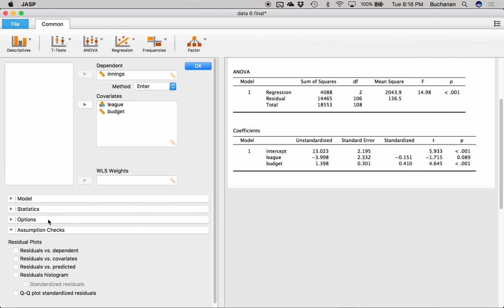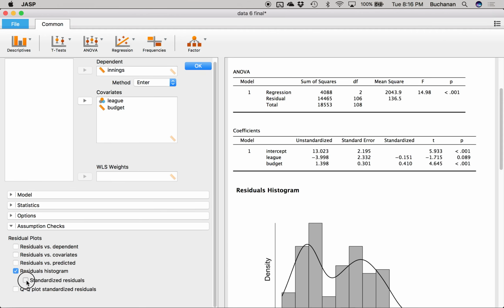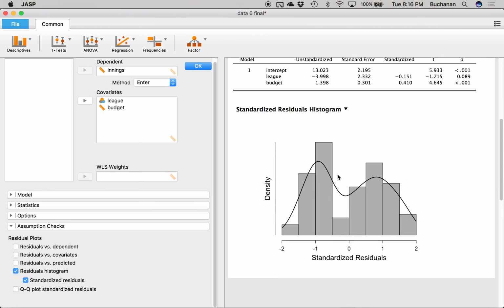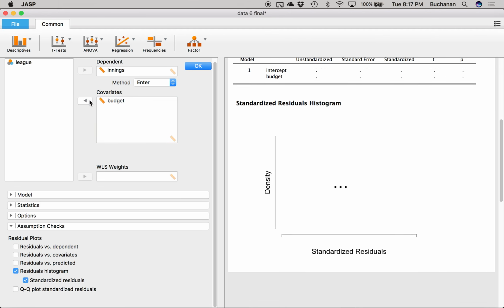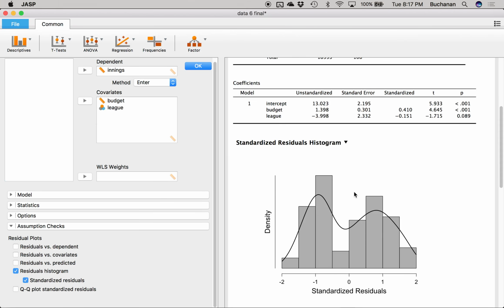So what I want to do is click assumption checks down here. Let's do normality first. So residuals histogram and standardized residuals. And it's a little not normal. It's kind of bimodal here. I have at least 100 people, or I'm sorry, well, I do have 100 people, but I have at least 30 people, so it should be okay. And that might be because the league variable is dichotomous, but it appears that budget is a little bimodal as well. Okay. So this is not super normal, and it's not the greatest.